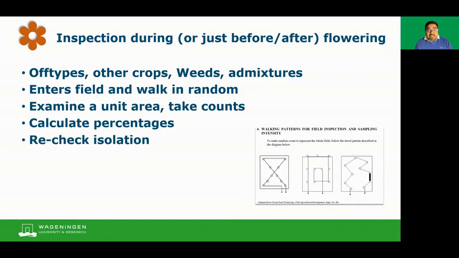And the next thing is we have to recheck the isolation. Maybe during the sowing and flowering stage, some other crops have recently been sown in the vicinity. We have to recheck the isolation distance, so we again check if the isolation distance from the seed crop which we are inspecting is similar to what we had earlier.